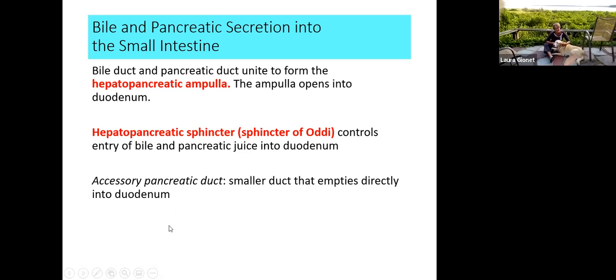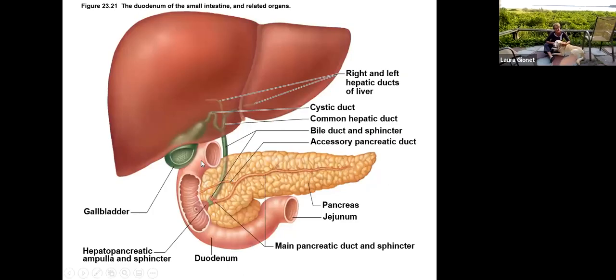You also have an accessory pancreatic duct superior to your hepatopancreatic ampulla, and that is direct. That is just for pancreatic juices to travel through. So we're going to look at the picture and this will make more sense. Let's start up in the liver. We have a right lobe and a left lobe of the liver.